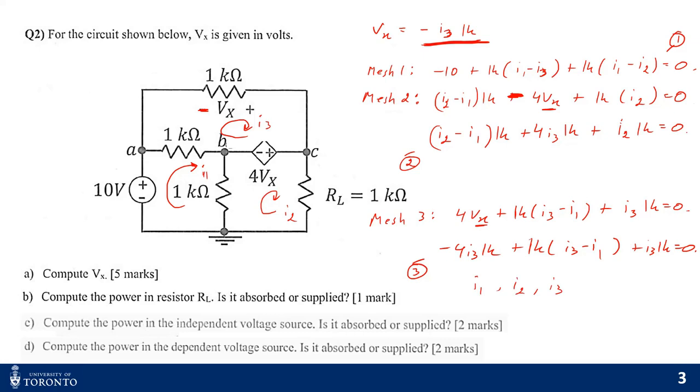So in this case, your I3 is going to be minus 5 milliamps. I2 is going to be 15 milliamps, and I1 is going to be 10 milliamps. So once you have the current values, you can find out the voltages, find out the power, and it should give you the same results as we did for the nodal analysis.